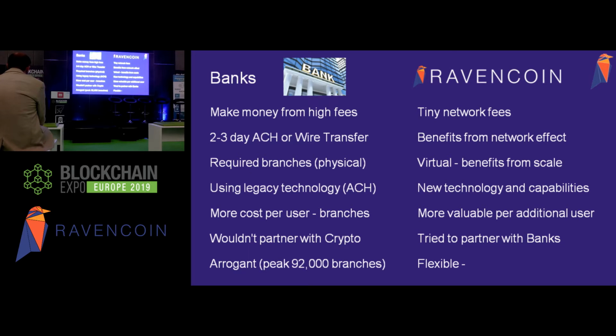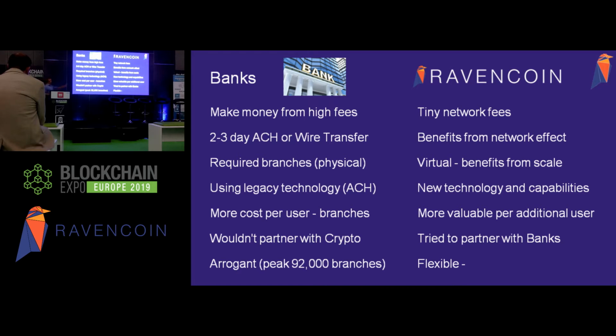So Ravencoin, or crypto in general, has tiny network fees. You can move a large amount of value for a very, very small fee. It benefits from the network effect. The more people that are using it, the better it is. It's virtual, and benefits from scale. It's using new technologies, new capabilities, meaning specifically the blockchain technology, which came about on January 3rd of 2009 with the introduction of Bitcoin. There's more value per additional user. The more people are using it, the faster and better it goes.